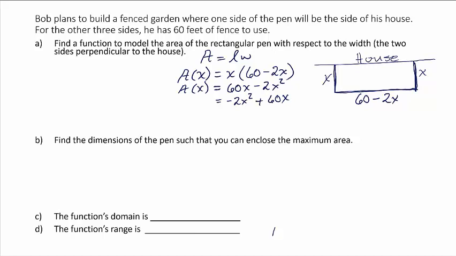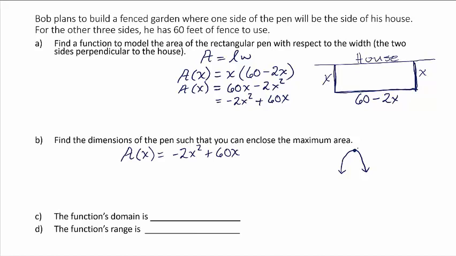Okay, so then it says find the dimensions of the pen such that you can enclose the maximum area. So we've got this function that we just found, and we notice that the leading coefficient is negative, so that means that the parabola opens down. And we've got a vertex here that's a maximum. So when it says find the dimensions of the pen such that you can enclose the maximum area, we're really looking for the vertex of the parabola, and in particular the x value, because that'll give us one of the dimensions, and then of course we can find the other one because it's 60 minus 2x.